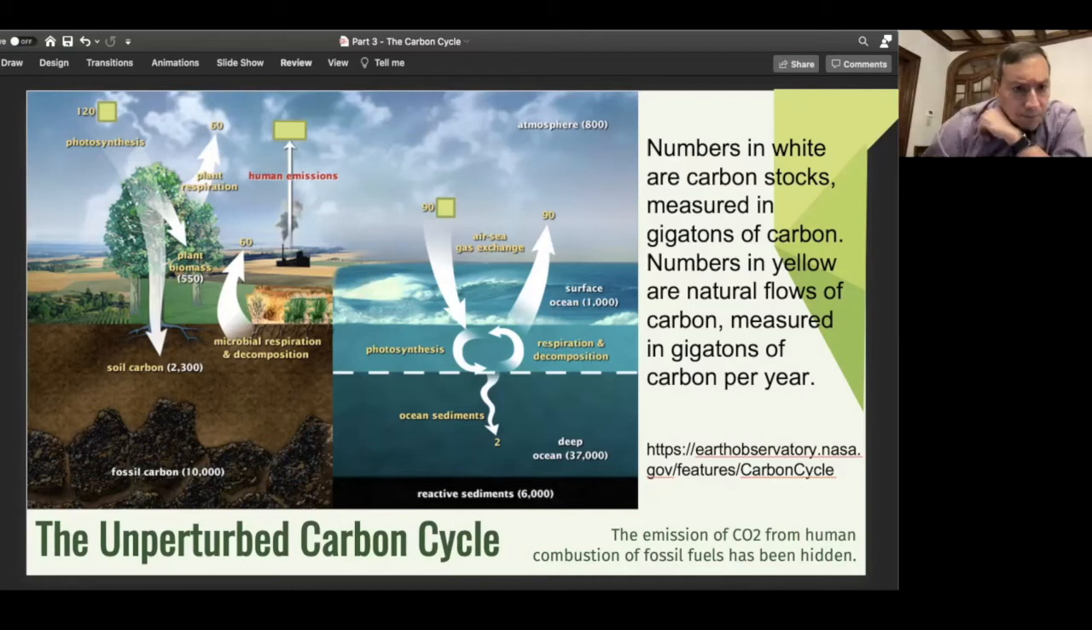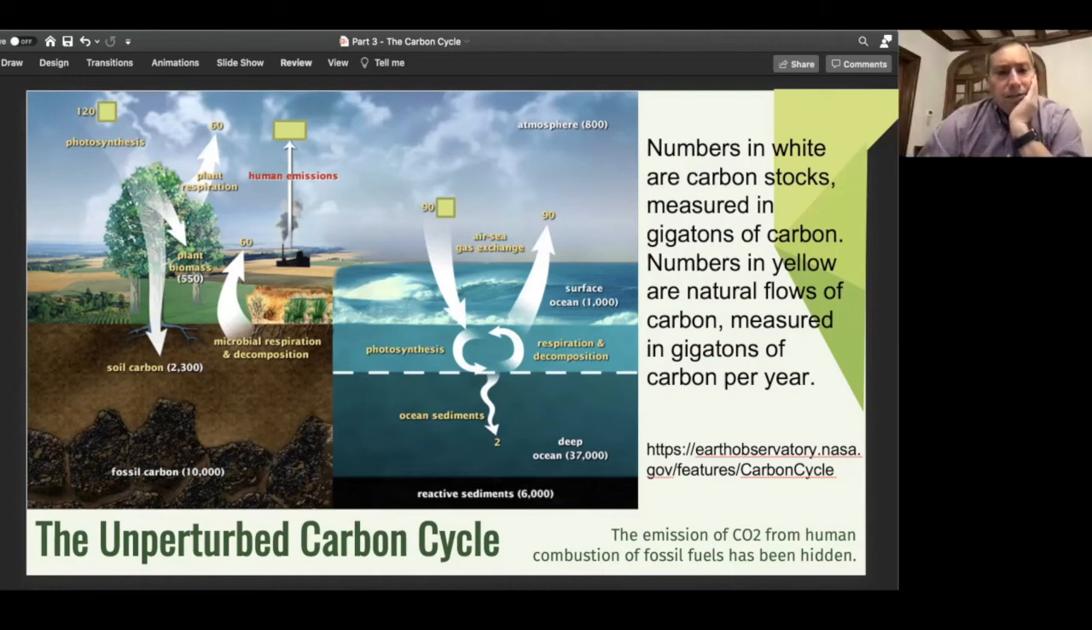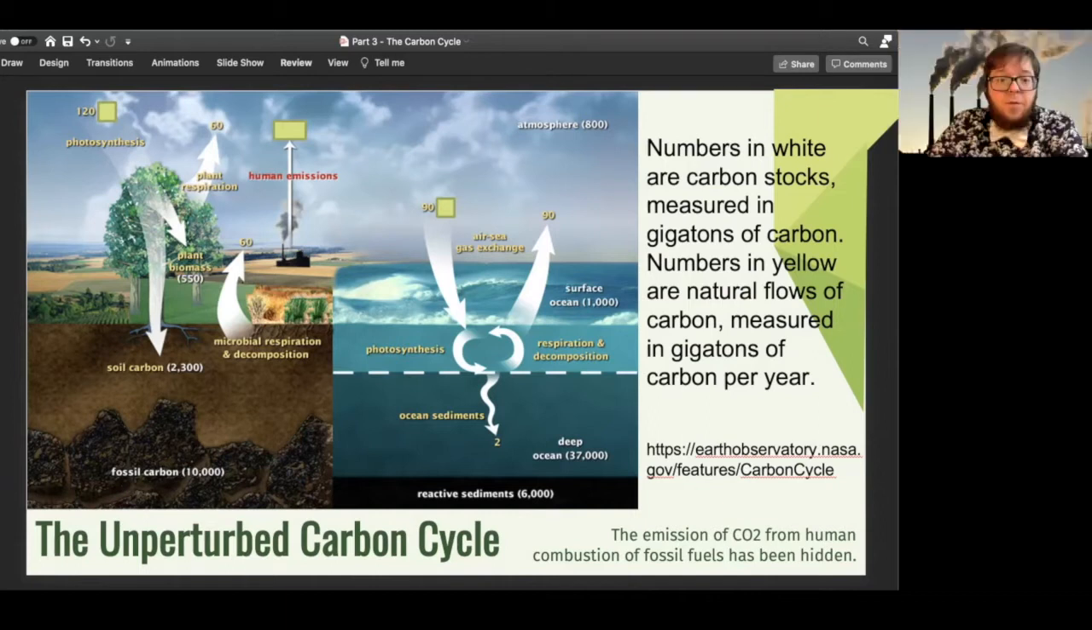This is a big image. It's a lot to take in. You're totally allowed to ask questions. Yeah, I'm surprised that the plant biomass is less carbon than the atmosphere. Yeah, go figure, right? The atmosphere is large. It's very large.